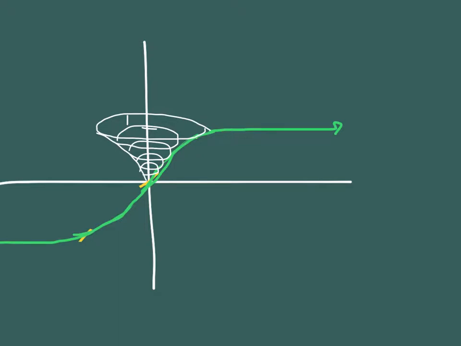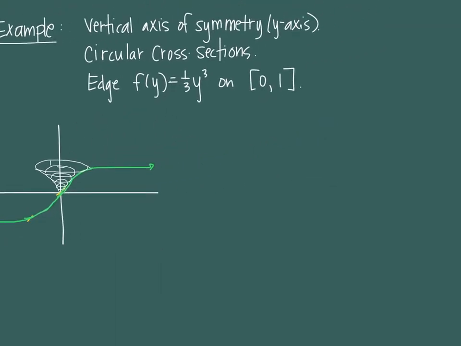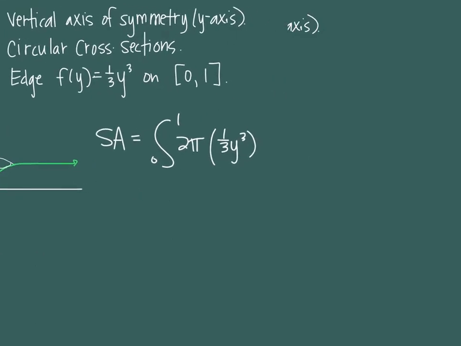But we just want the surface area of this. And so we can set that up. Our bounds are 0 to 1, 2 pi times the function, which is 1/3 y cubed, and then the square root of 1 plus the derivative squared. So the derivative of 1/3 y cubed is y squared, dy.